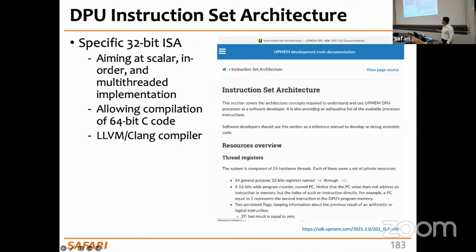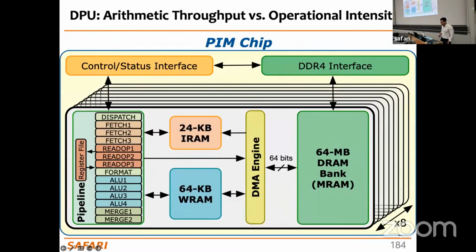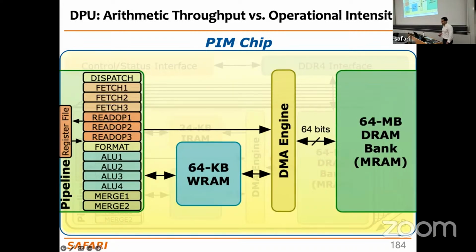The UPMEM people extended the LLVM and Clang compiler to allow you to write C-like code and generate the binary for this architecture. Here inside is again the pipeline. There are not many more interesting things over here other than how you program this, but we are going to see how to program this a little bit later in this lecture.